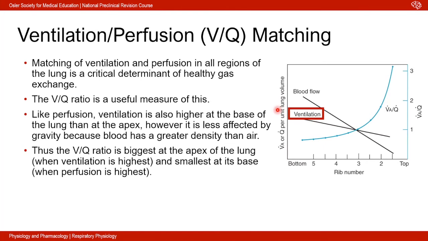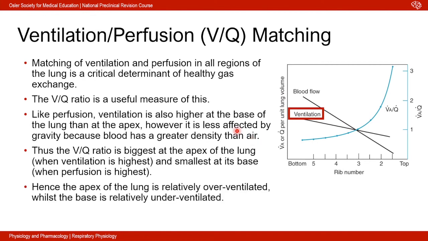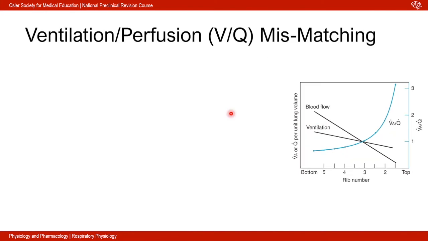So this basically means that the VQ ratio is going to be bigger at the apex of the lung, where the ventilation is highest, because we've got V over Q, ventilation over blood flow. It's going to be highest here, as we can see by this line, it goes up, and lowest at the base, where we've got the other way around. So this means that the top of the lung is going to be over-ventilated, as opposed to the bottom of the lung, which is going to be relatively under-ventilated. That's a really good thing just to be able to talk about.